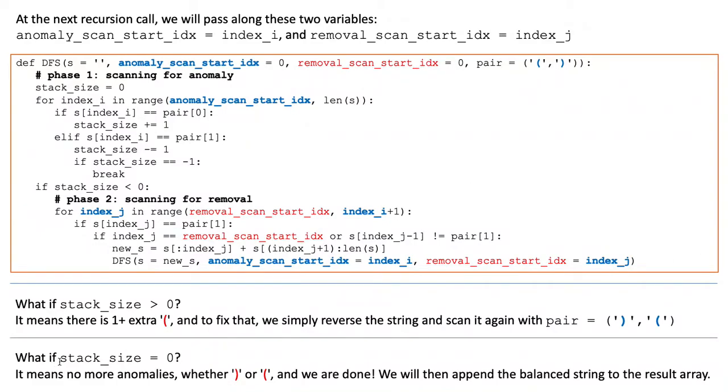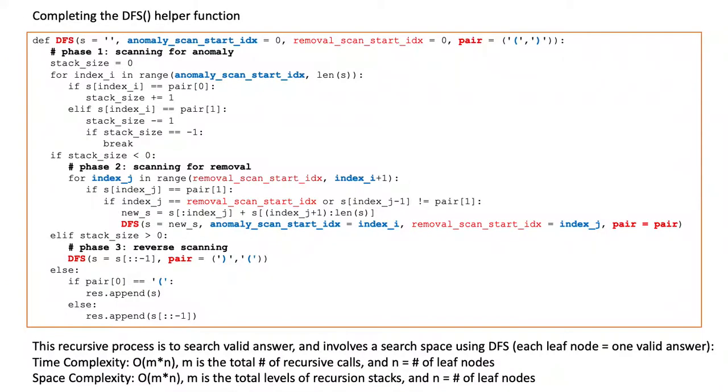Second, what if the stack size is 0? It simply means there's no more anomalies, and we are done. We'll then append the cleanup balance string to the results array. Putting together what we have so far, we can now complete this DFS helper function as the following. Please feel free to pause the video to read the information here in some detail.